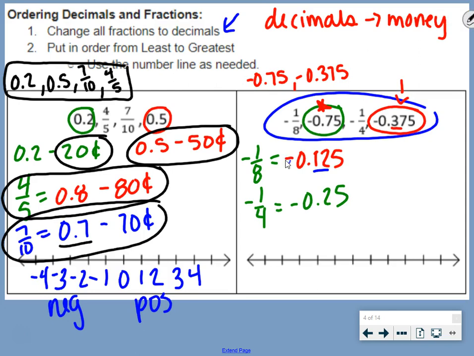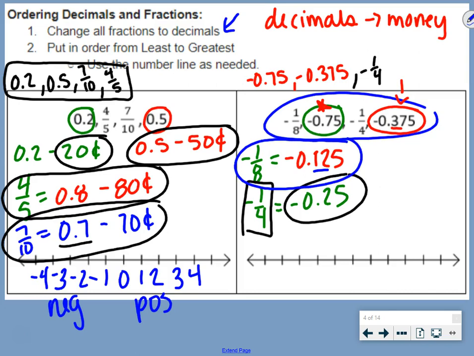And then the next amount of debt, the better amount of debt, would be -0.25, which remember that was originally -1/4. So we do need to go back to the original. And then the greatest number would be the best amount of debt. The smallest amount of debt, the debt we would rather be in, which would be -1/8, which was that in debt 12 cents. I'd rather owe somebody 12 cents than owe somebody 75 cents. So that is ordering from least to greatest.